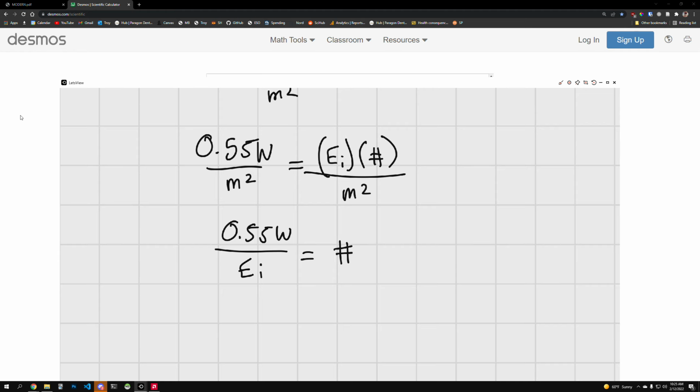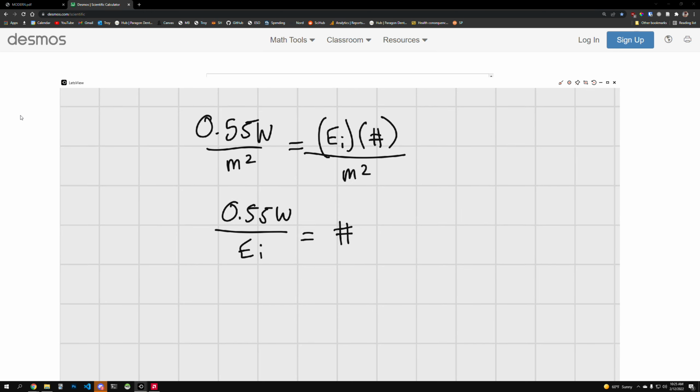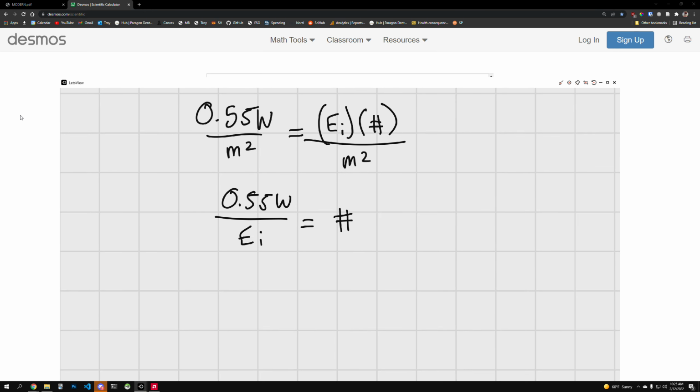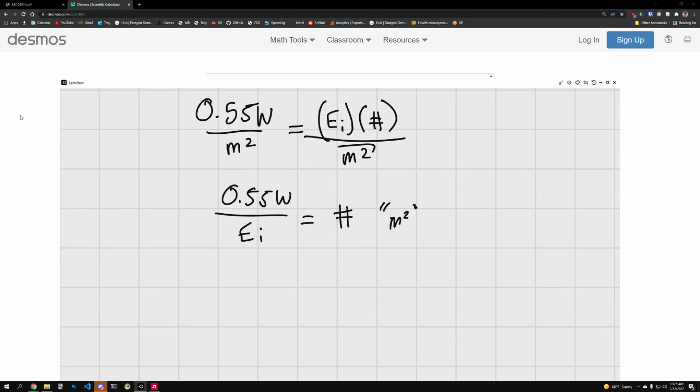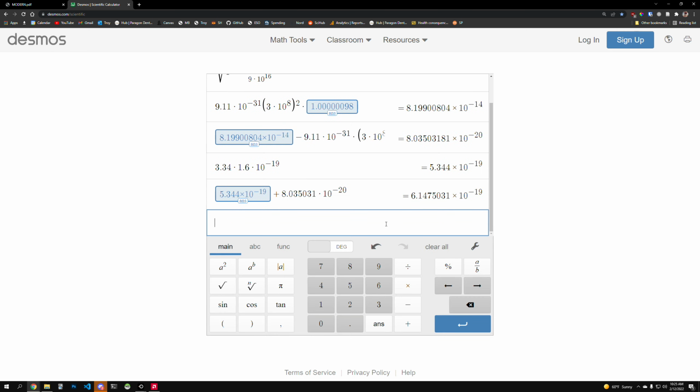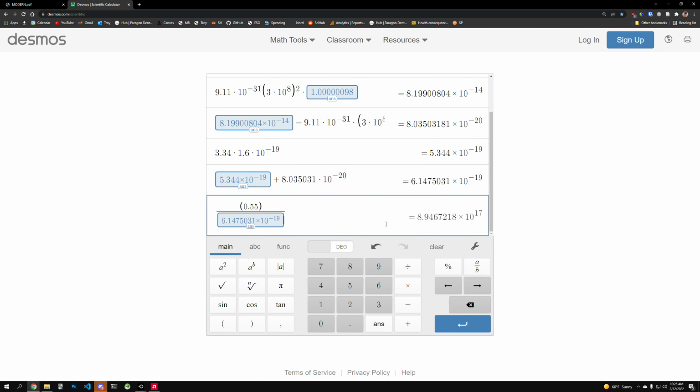All right. And so we will know that's the number, and we can keep that in terms of meters squared, because this answer is in terms of meters squared, right? If we don't cancel it for these units. And so let's quickly plug that in. 0.55 divided by answer is equal to 8.94 times 10 to the 17, sorry.